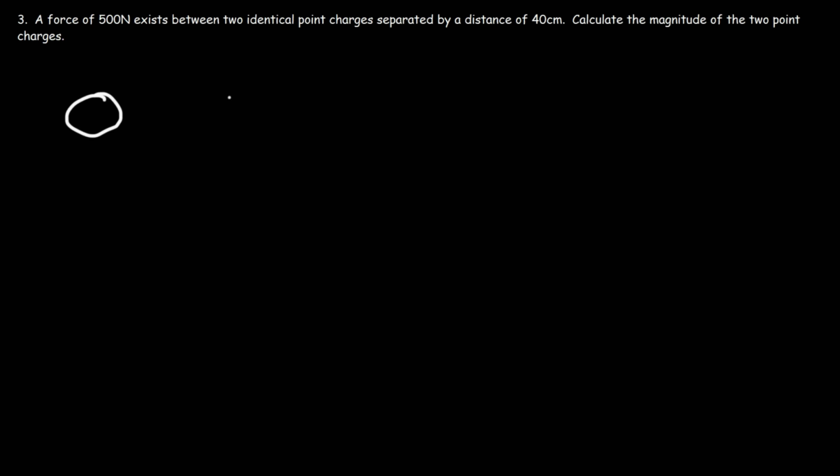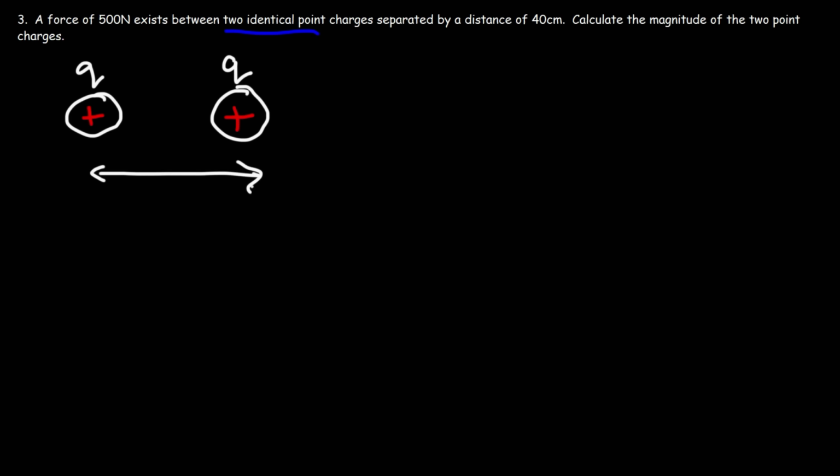So let's draw a picture. So here are the 2 point charges. They're identical. They can both be positive or both be negative. Now, because they're identical, we don't have to describe them as Q1 and Q2. We can simply refer to them as Q because they're the same. As the problem mentions, they are identical.